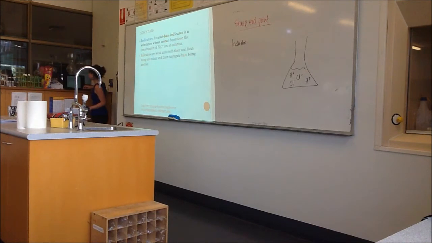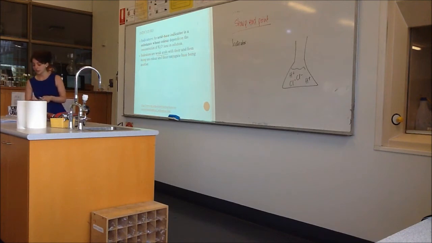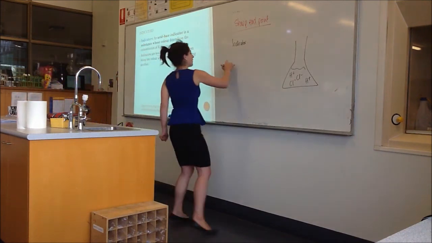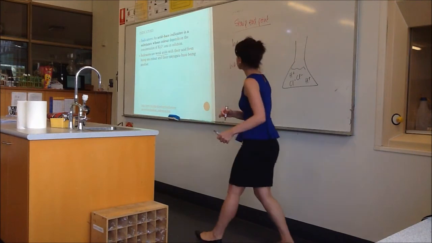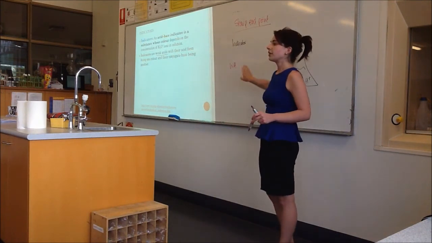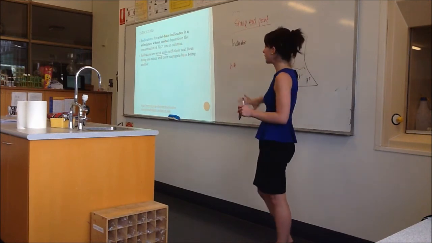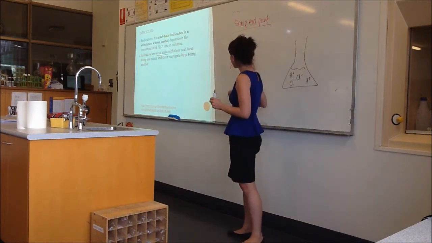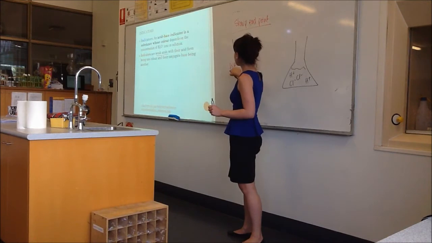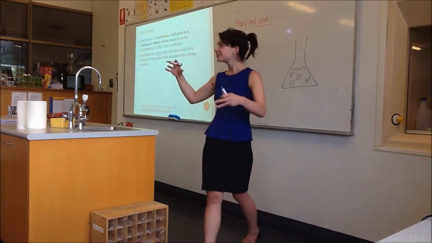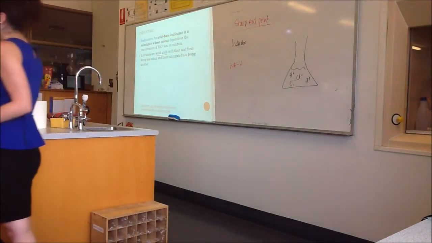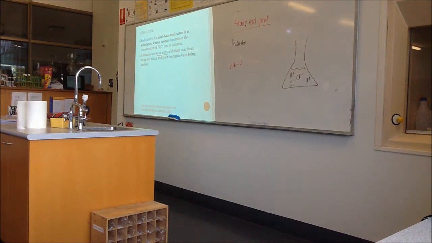Now, indicators are weak acids. I'm going to show you how an indicator works. So, we have a weak acid. Guys, I just want you to look. Don't write notes, please. You've got notes. They're already up. Indicators are weak acids. Does that represent a weak acid? We have WA, but we have an H, so that's showing that the H is attached.